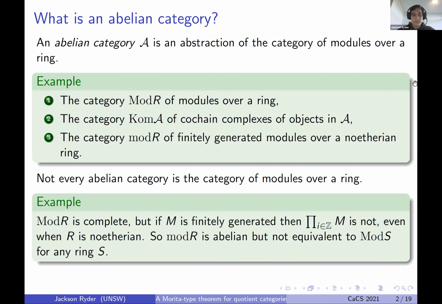So the category of modules over a ring is always complete, but an infinite product of copies of a finitely generated module is no longer finitely generated. So this is an example of an abelian category that's actually not equivalent to the category of modules over any ring. Okay, so this is the question that Morita's theorem answers for us. It lets us know when an abelian category is actually equivalent to the modules over some ring.